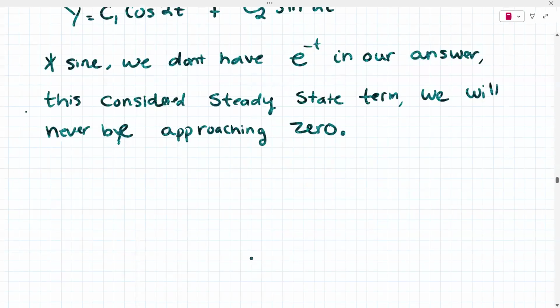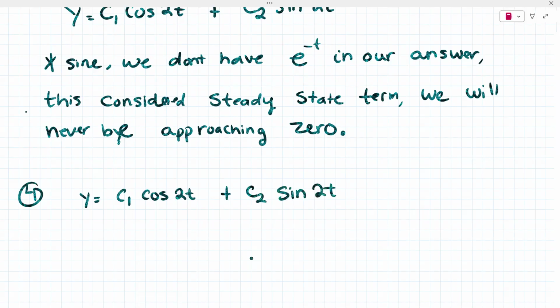Okay, step 4. What we have to do next is find y prime. I think we need to plug in our initial conditions. So what do we have? We have y equals c1 cosine of 2t plus c2 sine of 2t, right? Let's find y prime, because remember we were given a first derivative initial condition.